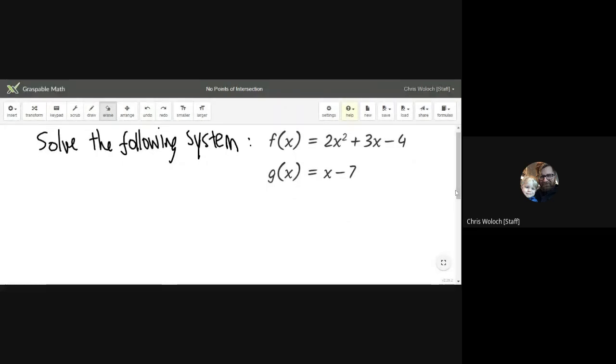So again, same deal, right? I have my two functions there, one quadratic, one linear, and we're going to make them equal to each other. Any questions or whatnot?